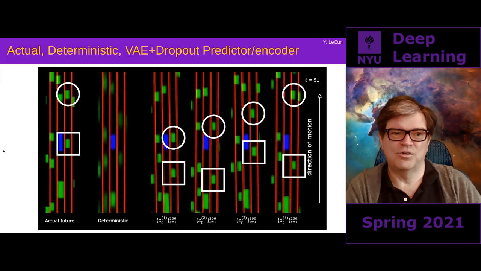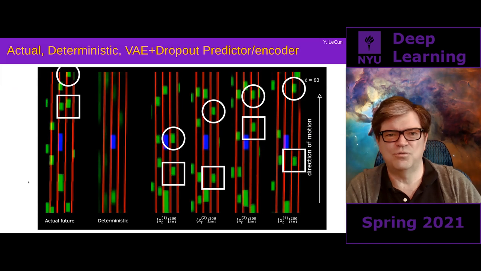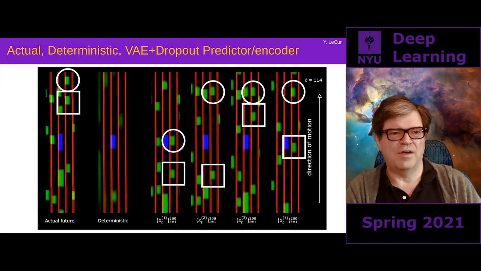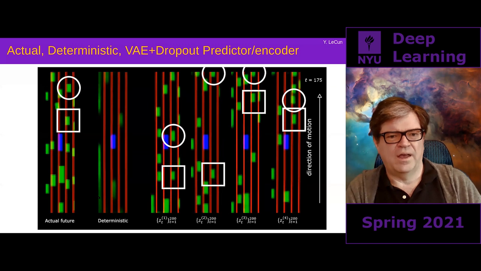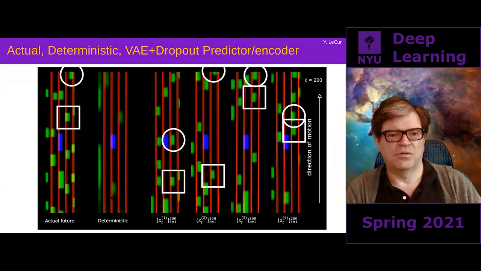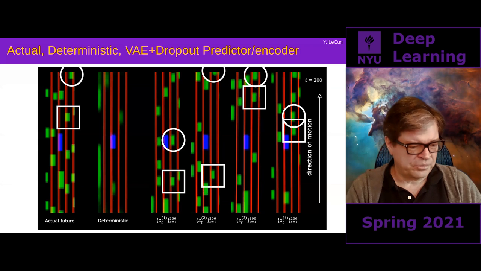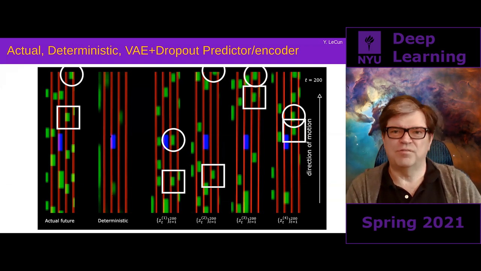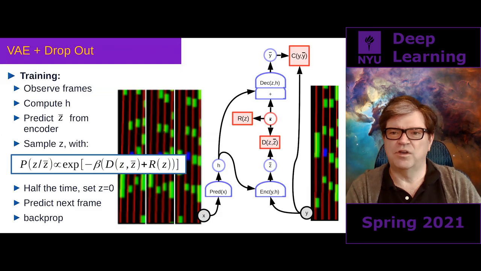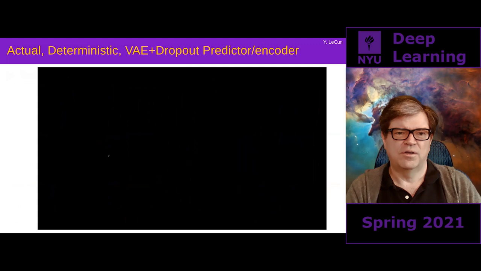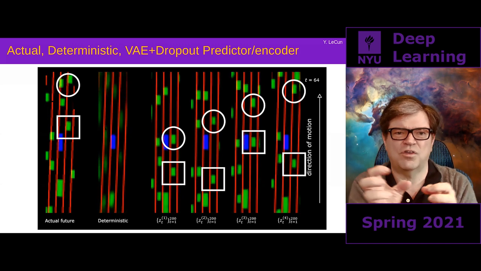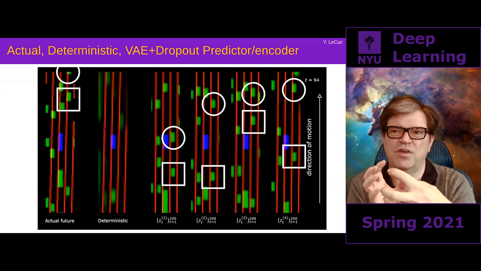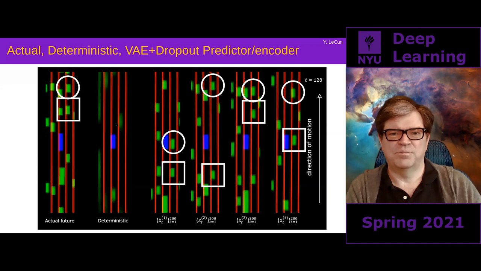So this is a project that Alfredo was involved in, as well as Mikael Henaff, who's a former student of mine. So this is a recorded sequence from a camera looking down a highway. And what you see here, immediately to the right of the recorded sequence, is what happens when you don't have a latent variable. So when you don't have a latent variable, you set it to zero all the time, you just run through the encoder decoder. What you get is increasingly blurry predictions because the system doesn't really know if other cars are going to accelerate or brake or whatever. And so it sort of predicts the average, and that's kind of a blurry prediction.